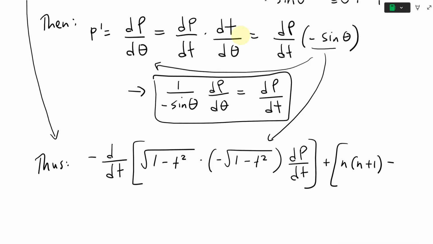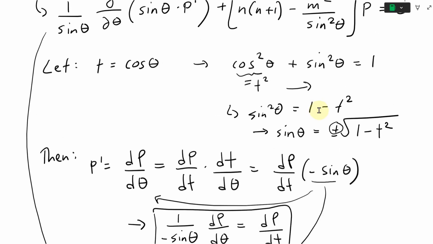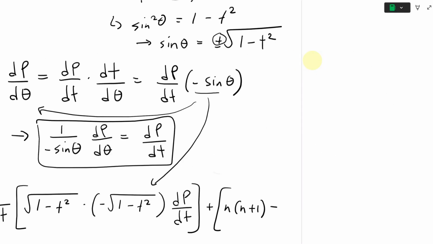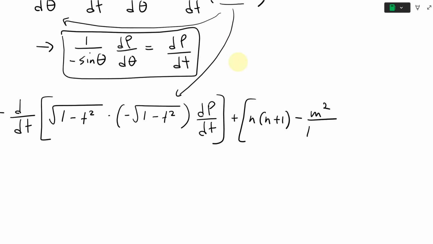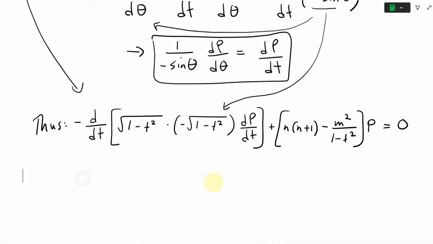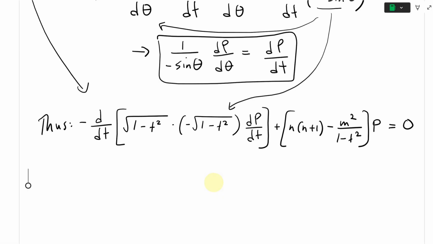And then minus m squared divided by sine squared, all times p. M squared divided by sine squared is equal to 1 minus t squared, so 1 minus t squared times p. And this whole thing equals 0. Alright, here I quickly just shrunk everything in, fixed it all up. But yeah, so we have this now.